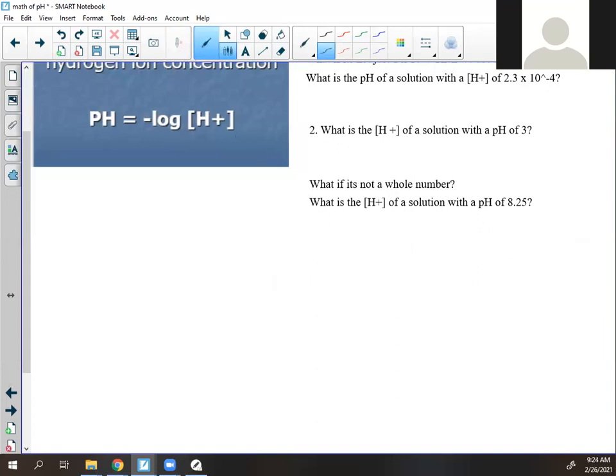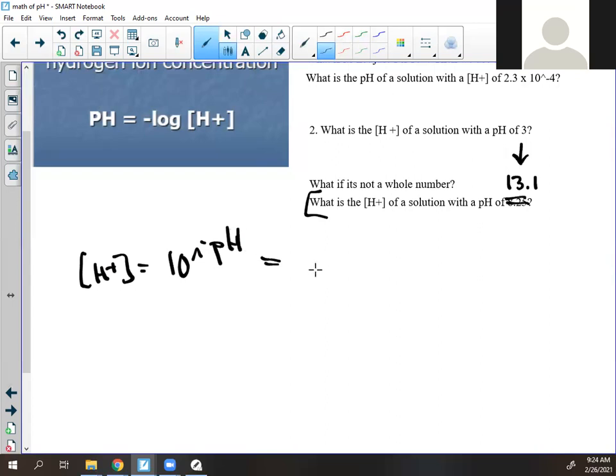What is the H plus concentration if you have a pH of 13.1? Since this is not a whole number, if it was 13, the answer would be 1 times 10 to the negative 13. But it's 13.1, so I must type it in. So I take the second log, which is 10 raised to the value, right? And so the H plus concentration is equal to 10 raised to the negative pH.